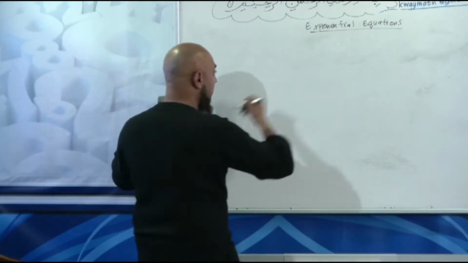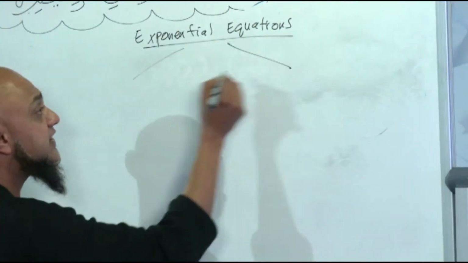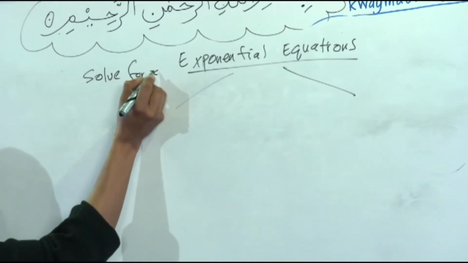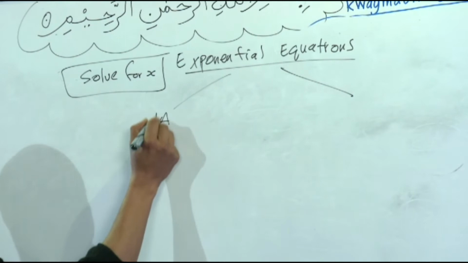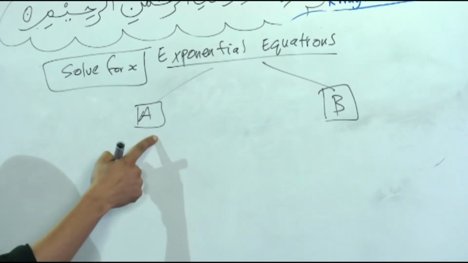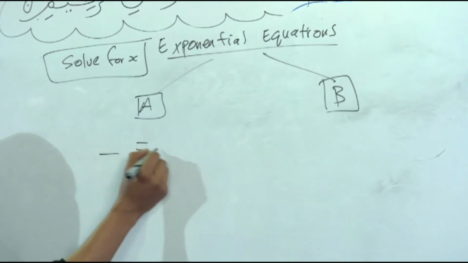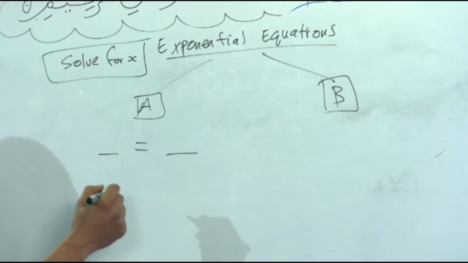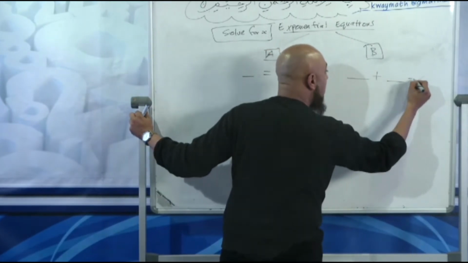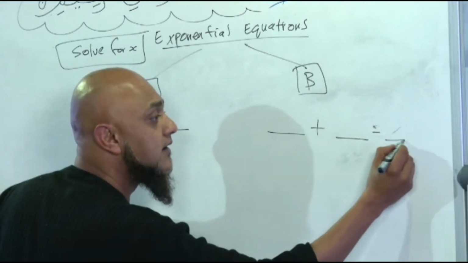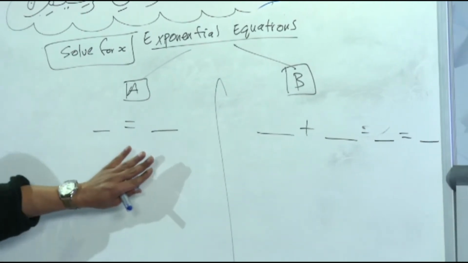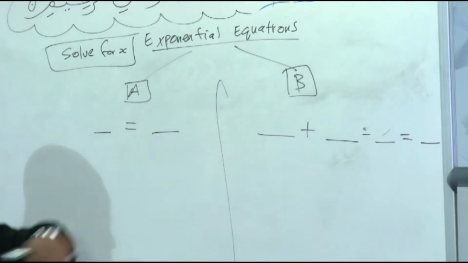So let's get started. Exponential equations, the question will generally say solve for x. But there are two types. There's system A and there's system B. System A, what would system A look like? Where you've got one term equal to another term. What does system B look like? You've got multiple terms, plus or minus, equal to another term. So there's your two systems. You'll either follow system A or you will follow system B.